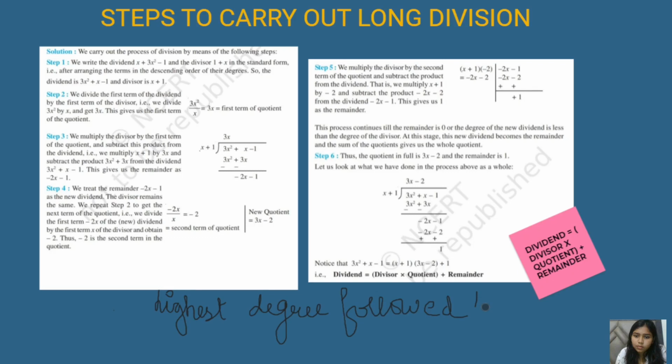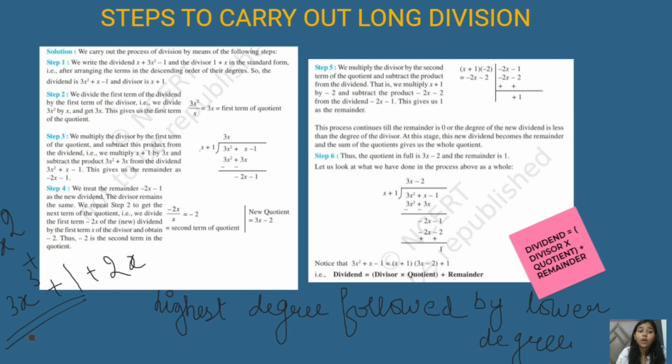So what does that statement actually mean? For example, if we are given terms like x raised to the power 2 plus 3x cube plus 2x plus 1, then first of all we have to arrange them with the highest degree of x first, followed by the lower degrees. In this case, the highest degree of x is x cube, so let's put 3x cube first, followed by x square, then we'll put 2x, then we'll put 1.